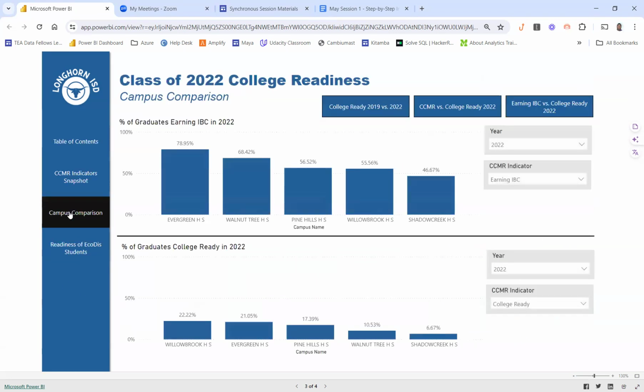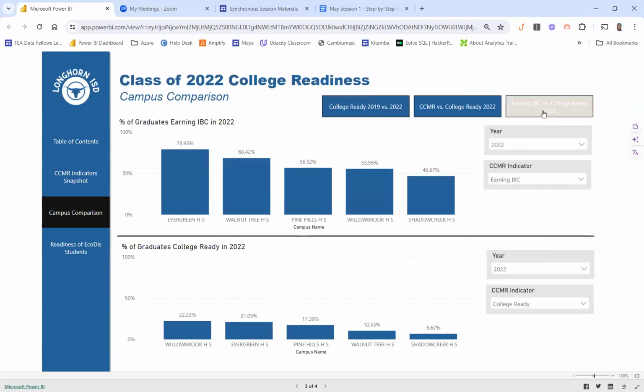Third page is the campus comparison. We don't have a lot of different campuses here. We actually have just 5 campuses. And the first visual shows percent of graduates earning IBC in 2022 for each campus.